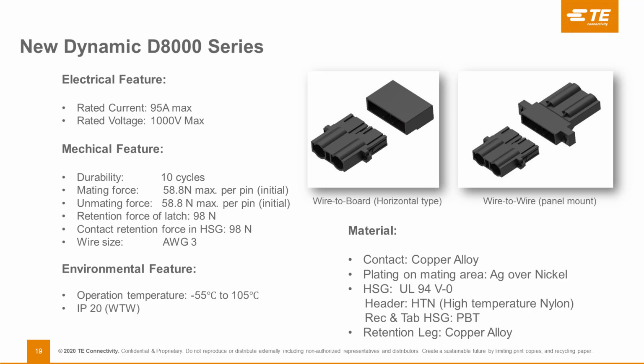Rec and tab HSG, made from polybutylene terephthalate, PBT, for a sturdy and heat-resistant enclosure. Retention leg material, copper alloy. Crafted from copper alloy, the retention legs ensure robust contact retention and stability during operation. The material choices in Dynamic Series connectors reflect a commitment to quality, performance, and durability in diverse environmental conditions.